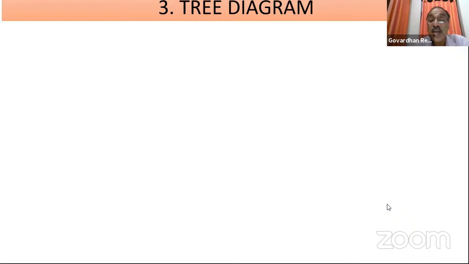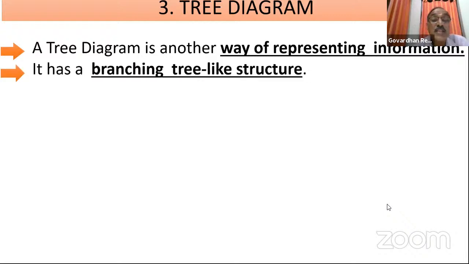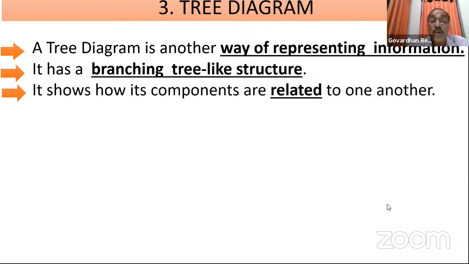You might have seen this tree diagram in your 7th class. If you remember, in the 7th class English, the first theme is on family. Family relationships are shown by a tree diagram. Now we'll see what is a tree diagram. A tree diagram is another way of representing information. It has a branching tree-like structure. That's why it's called a tree diagram. If you uproot a tree and invert it, it's this shape only. It shows how its components are related to one another, how one component is related to another component.